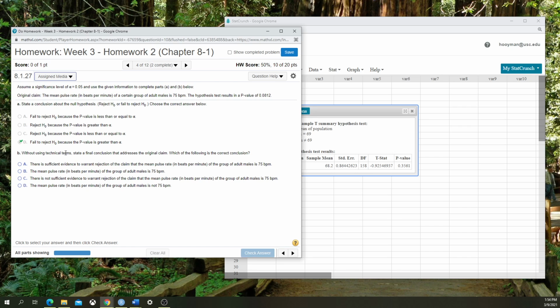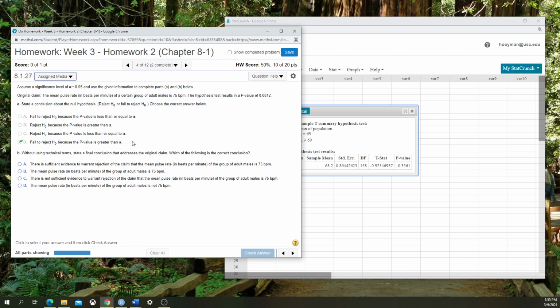Okay. Without using technical terms, state a final conclusion that addresses the original claim. Which of the following is the correct conclusion? There is sufficient evidence to warrant rejection of the claim. The mean pulse rate of the group of adults is 75 beats per minute. The mean pulse rate in beats per minute of the group of adult males is 75 beats per minute. There is no sufficient evidence to warrant rejection of the claim that the mean pulse rate of the group of adult males is 75 beats per minute. The mean pulse rate in beats per minute of the group of adult males is not 75 beats per minute.